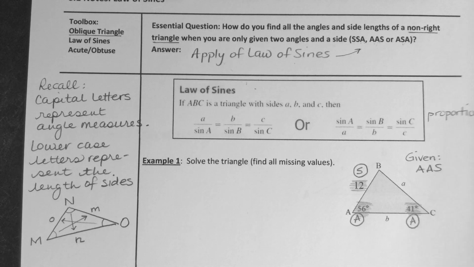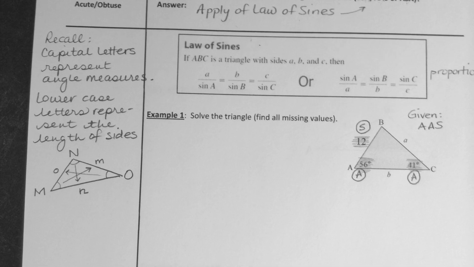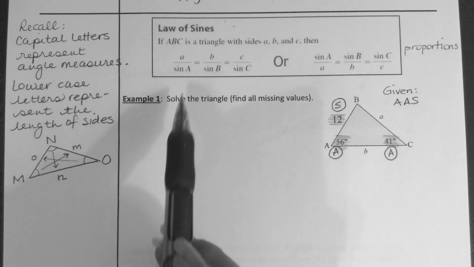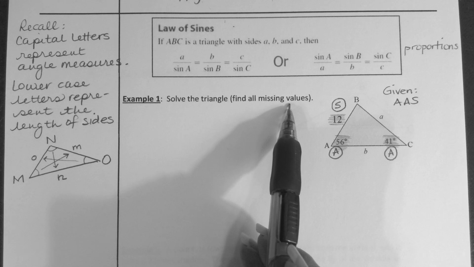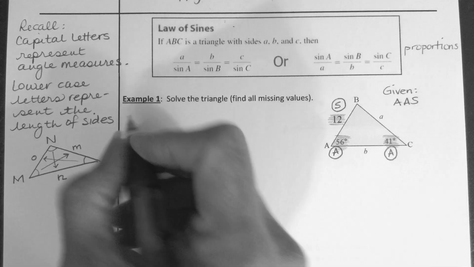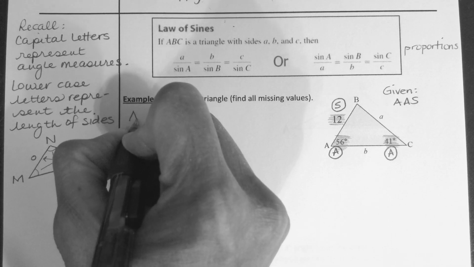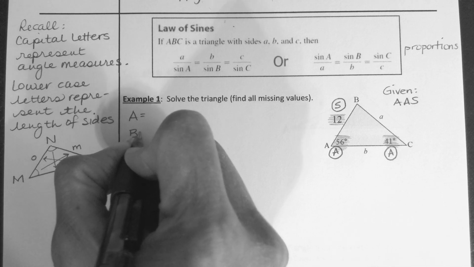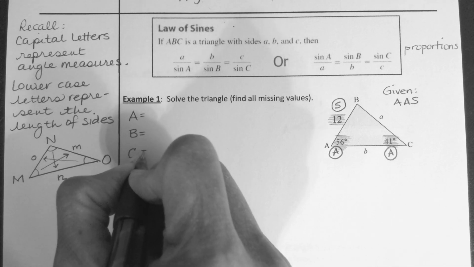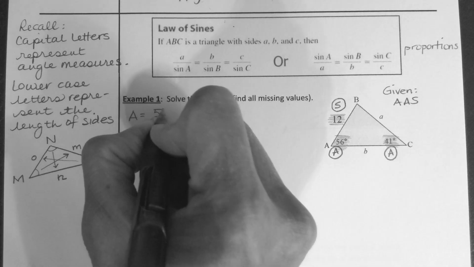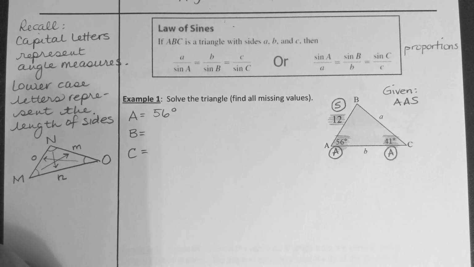So let's do exactly what is being asked. Solve the triangle just means find all the missing values. What I always do is label in one column all my angle measures. My capital letters go first, and in this triangle they're labeling our vertices with capitals A, B, and C. Angle A was given, angle B was not given, and angle C was given.